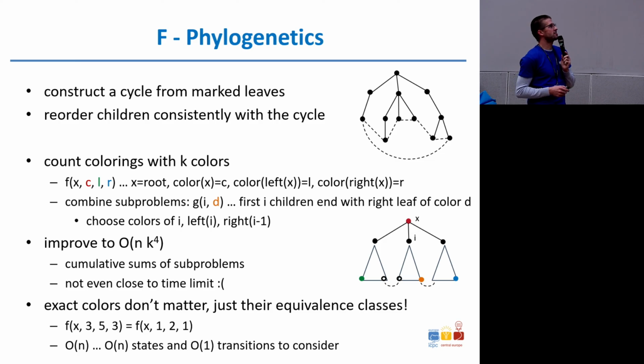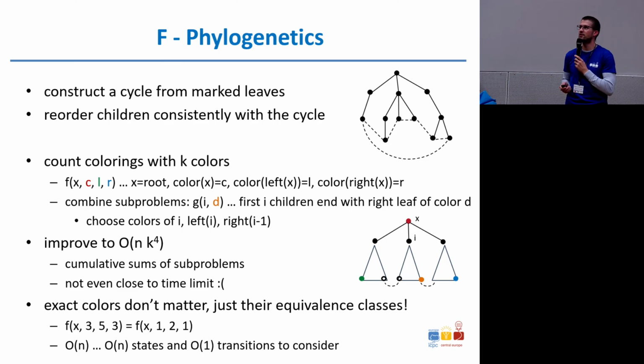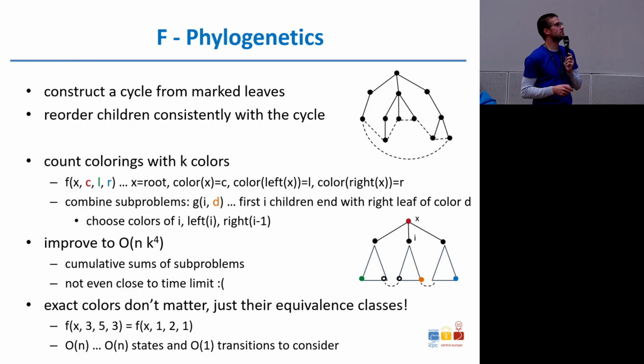Now we have to count colorings of such a tree structure with its leaves linked in this circular fashion, and we'll use some dynamic programming for this. So suppose we want to color the subtree of X. Let's say this is the top node, and we'll use 3 colors, C, L, and R. This means that we want to color the root with color C, the leftmost node with color L, and the rightmost leaf with color R. We need the leftmost and rightmost color so that we can take care of transitions between leaves.